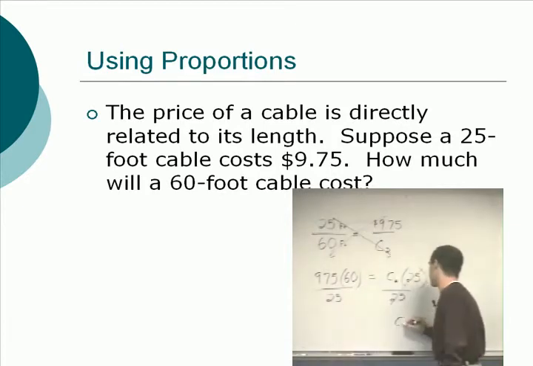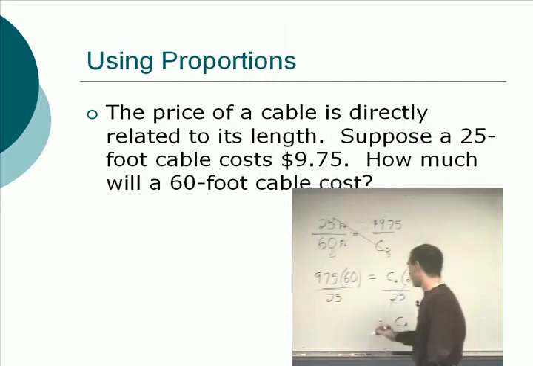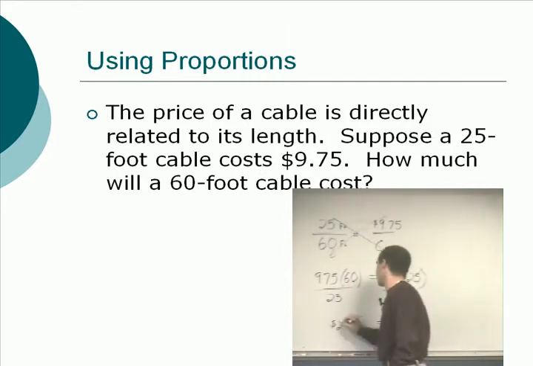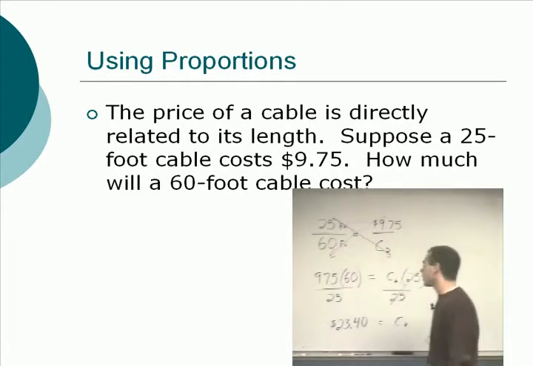And what is the cost of the second cable? $23.40. So the second cable costs $23.40, and we're done. That's all there is to it. The cost of the cable and the length of the cable are directly proportional.